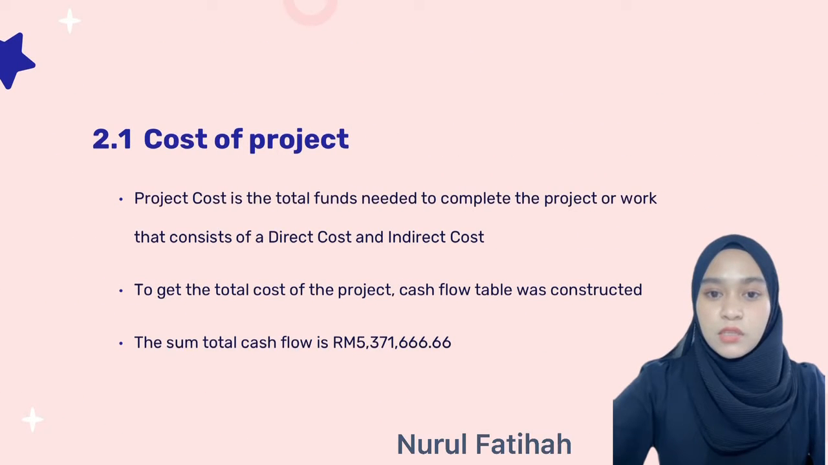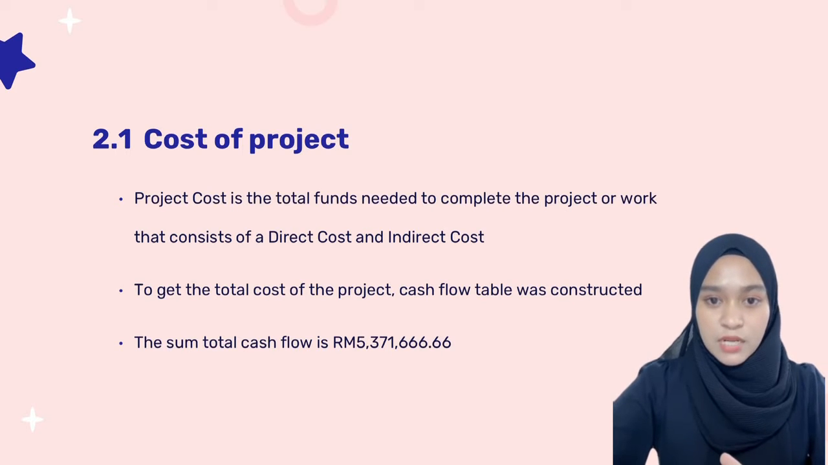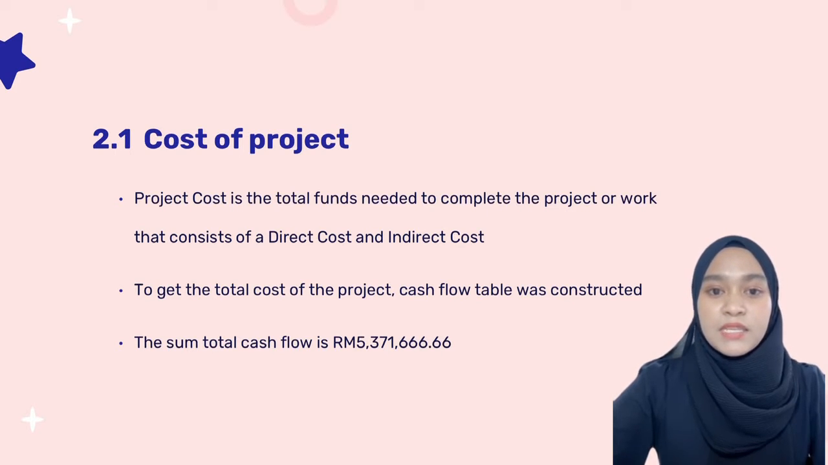Project cost is the total fund needed to complete the project or work that consists of direct cost and indirect cost. To get the total cost of the project, a cash flow table was constructed. For Projek Pembinaan Sekolah Baharu, 36 Bilik Darjah dan Lain-lain Kemudahan, SMK Taman Saintek 2, Pasir Gudang, Johor, the sum total cash flow of 5,371,666 ringgit and 66 cents was predicted.